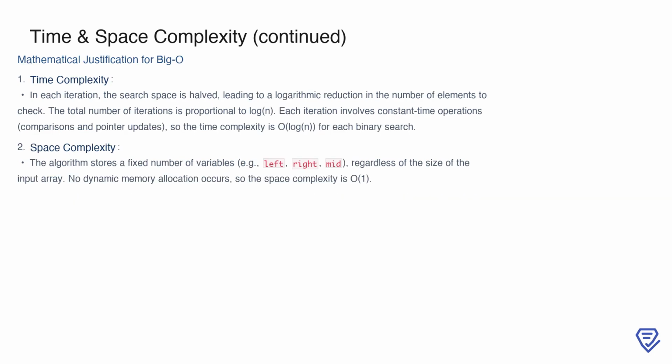Finally, let's provide a mathematical justification for the big O analysis. For time complexity, each iteration of the binary search halves the search space, resulting in at most log n iterations for an array of size n. During each iteration, the operations performed, such as comparisons and pointer updates, are constant time operations, or O(1). This leads to a total time complexity of O(log n) for each binary search. As for space complexity, the algorithm uses a fixed number of variables, such as left, right, and mid, which do not depend on the size of the input array. Since no additional memory is dynamically allocated, the space complexity remains O(1).